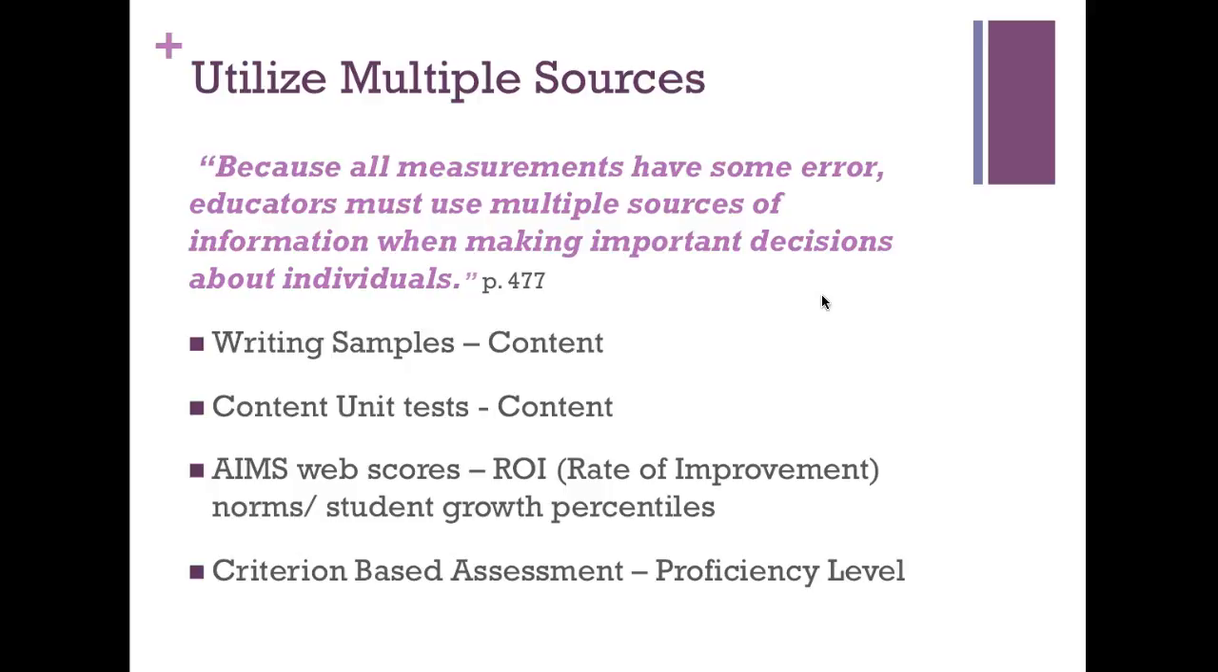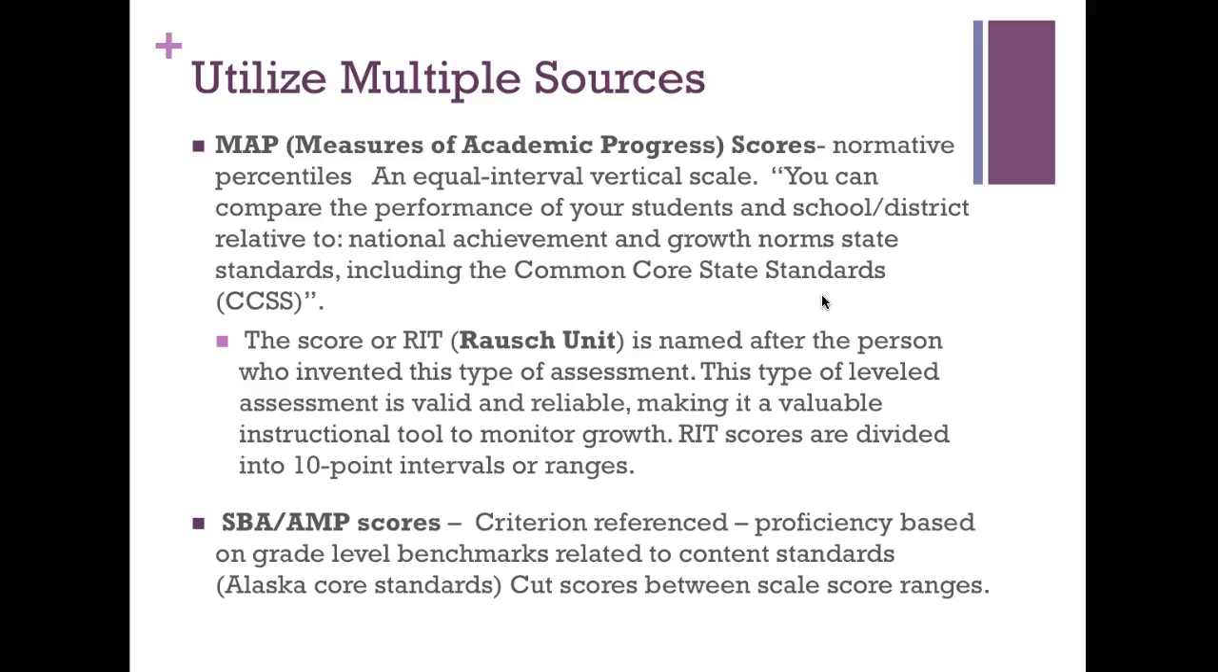All the same, you need to use multiple sources in order to make effective decisions: writing samples, content unit tests, AIMSweb scores, criterion-based assessment. Use all of these things, make a little map, make a little chart, make a little Excel spreadsheet, put the student scores in there, and take a look at patterns. The reason you're doing this is because you're looking at patterns, using the map, using the AMP scores.